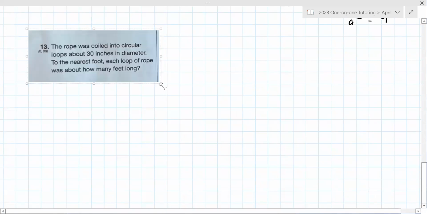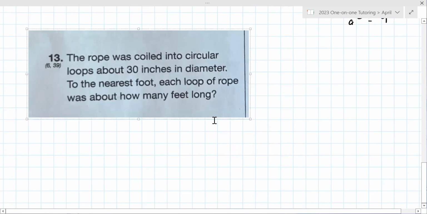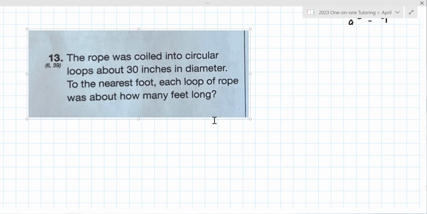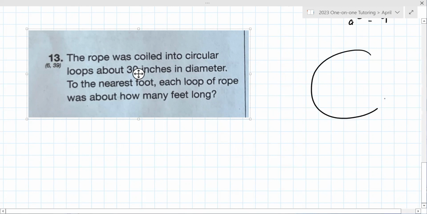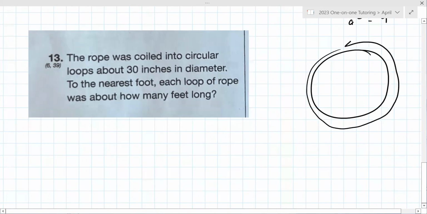All right. Looks like we're on to number 13, rope. Does that look right to you? The rope was coiled into circular loops about 30 inches in diameter. To the nearest foot, each loop of rope was about how many feet long? So a couple things here. Good to draw a picture. Circle. What is the formula if you go all the way around a circle? What is that called? It's called the circumference. Circumference is pi times diameter.